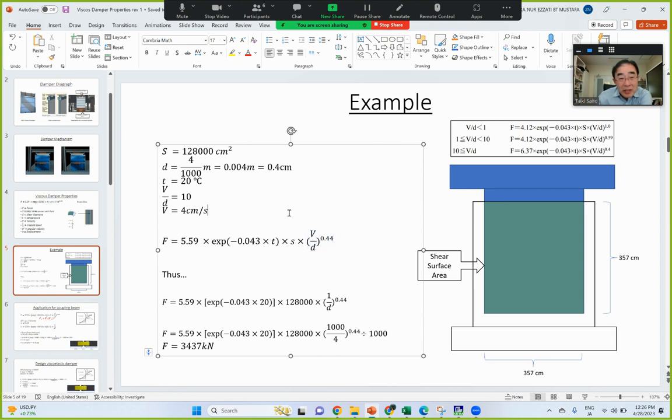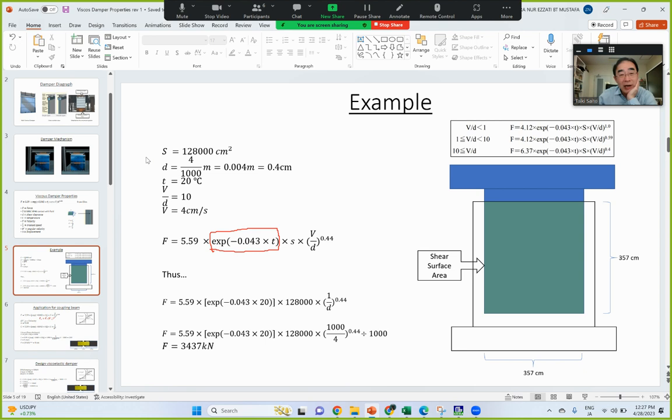And actually, this damping force is also a function of the area of this wall. If the area is very large, you can increase damping. And also, this is a function of temperature. So this is different from a hysteresis damper. With a hysteresis damper, we don't need to care about the temperature, but this viscous fluid material is very sensitive to the temperature.